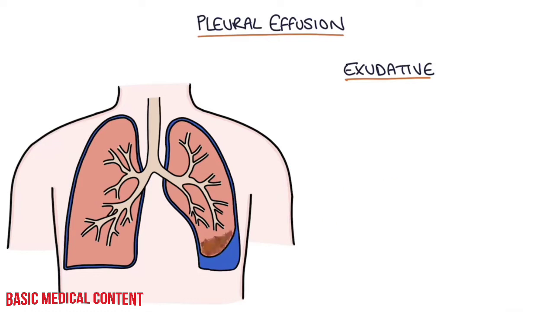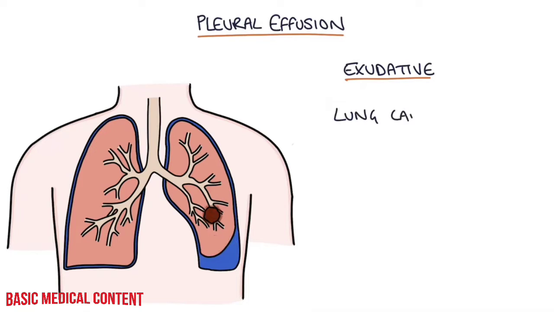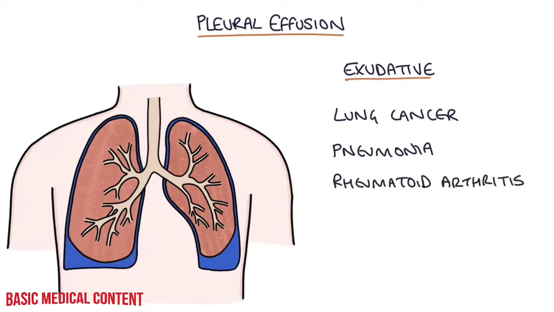Exudative causes are caused by inflammation, and the inflammation results in protein leaking out of the tissues into the pleural space. Ex meaning moving out of. Think of the causes of inflammation when you want to think of the causes of exudative pleural effusions. And this is things like lung cancer, pneumonia or lung infections, rheumatoid arthritis, and tuberculosis.